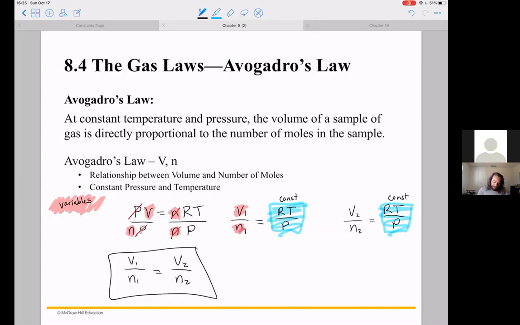But again, if you just want to memorize that this is Avogadro's Law, V1 over N1 equals V2 over N2, go for it. Different people find different things easier. Again, I'm not a memorization guy, so I like to know how it was derived, and this is how it's derived, okay? But then we can use this relationship here to answer before and after type problems.